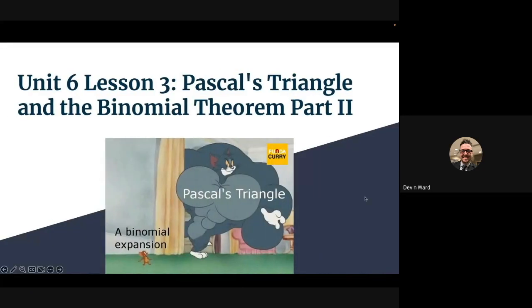Okay, hello everyone. So today what we're going to do is continue on what we were talking about during our last class, with more of Pascal's triangle and how it relates to the binomial theorem. We can actually find terms in our binomial expansion without expanding everything.